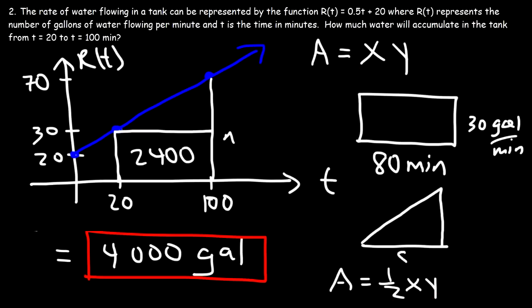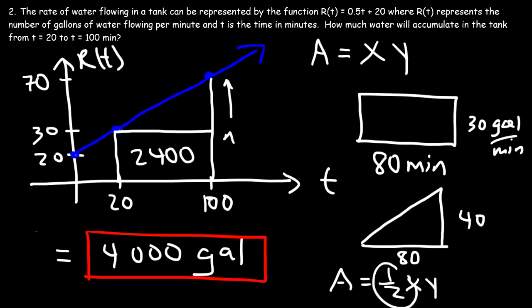Now, the base of the triangle is still 80. It's still the difference between 100 and 20. But the height of the triangle is the difference between 70 and 30. So it's 40. Now, 80 times 40. 8 times 4 is 32. And if you add the 2 zeros, that's 3200.